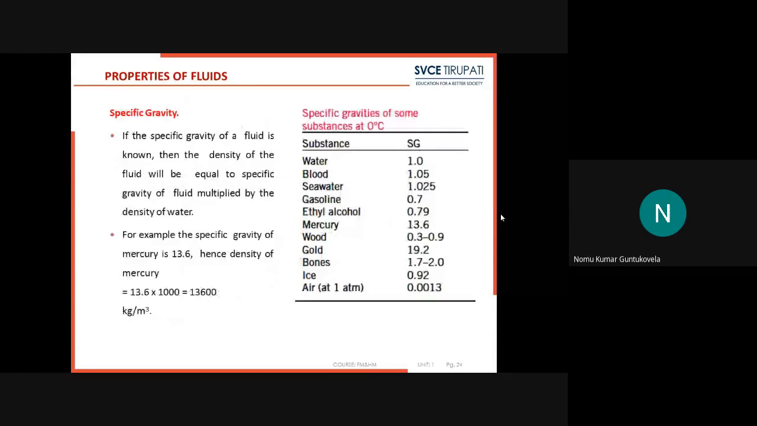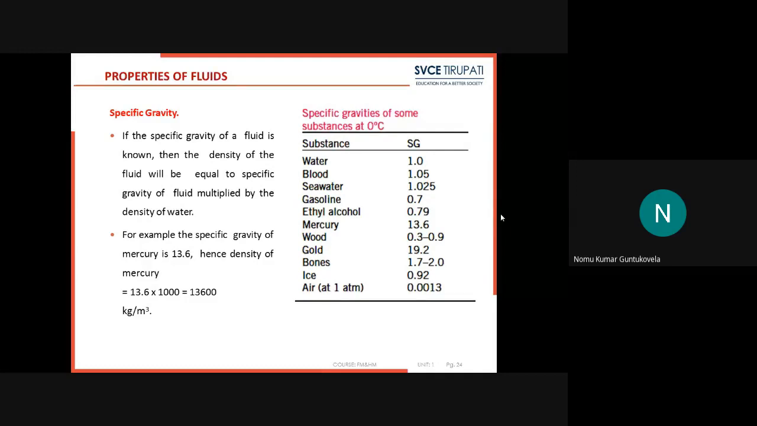Please see this. These are the different specific gravities allotted for the different types of fluids. Here we have different types of substances. For example, water we have 1. For blood we have 1.05. For seawater we have 1.025. For gasoline we have 0.7. For ethyl alcohol we have 0.79.